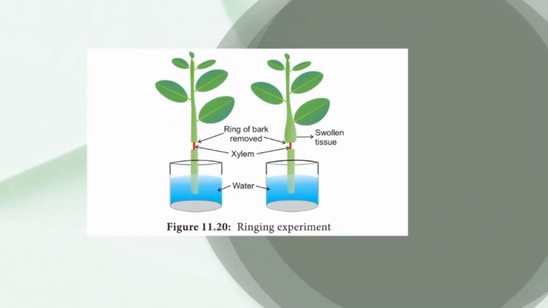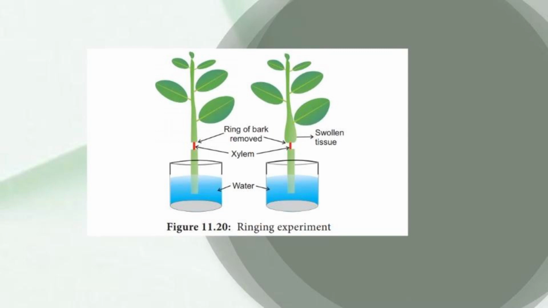So tracer and ringing experiments are used to investigate mass transport in plants, and it's called this because you have to remove a ring of surface tissue from the stem of the plant, but you leave the core intact, which is what contains the xylem and the phloem. So you remove a ring of tissue from the stem, and because in the stem, if you remember from last week's lesson, the phloem is located towards the outside and the xylem is in the middle.